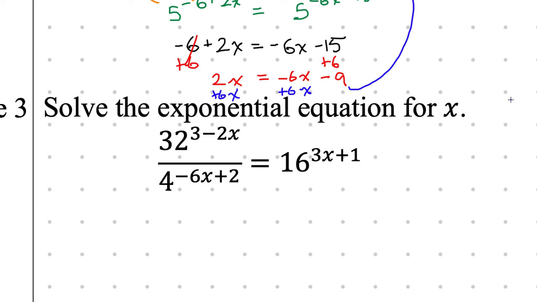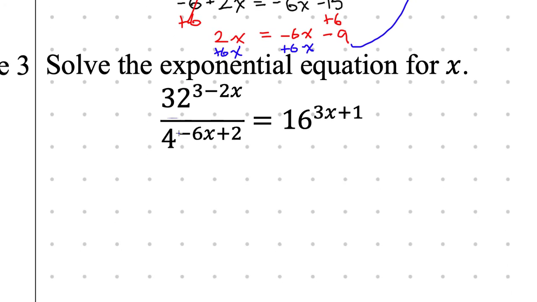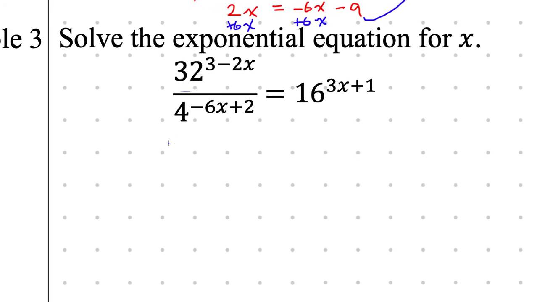Can't you make them all to a base of 4? 4 to what power is 32? Oh. That's the problem, yeah. I did 4 times 4 times 2. Dang it. All right, so I'm going to rewrite this now as 2 to some power that someone's going to have to tell me to the power of 3 minus 2x.